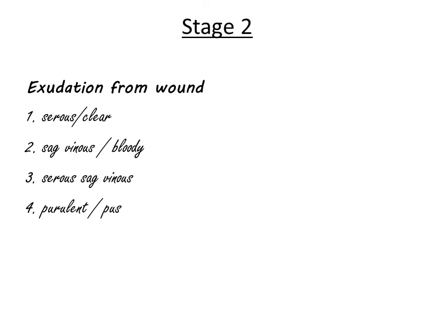So after the cardinal signs of inflammation, if the infection or pathogen is still present in the body, then the next stage is exudation. In that stage, formation of exudation or abscess will take place. Okay, so there are again 4 types of exudation.